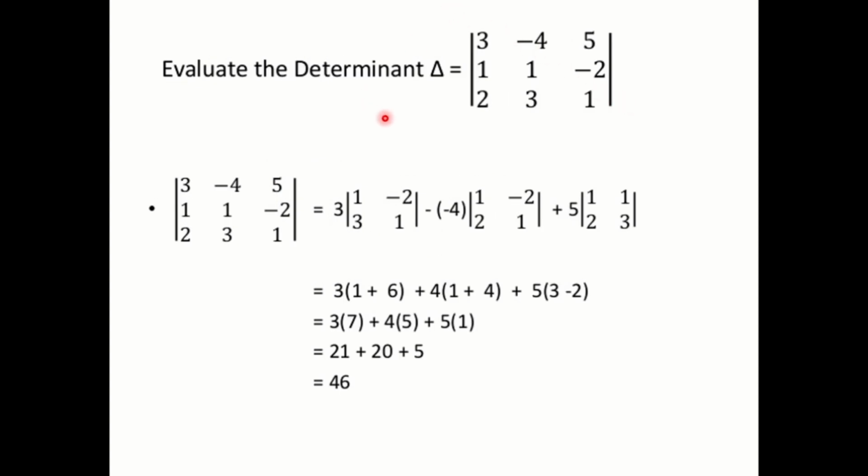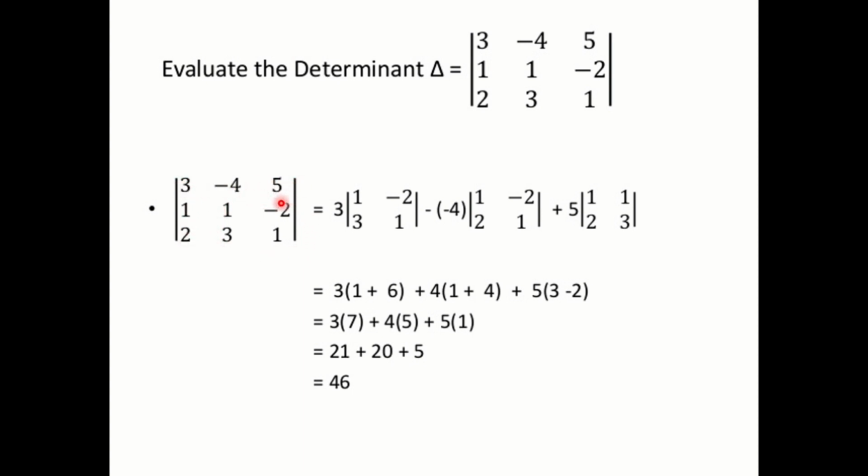Now evaluate the determinant. This is a determinant of order 3 by 3, meaning 3 rows and 3 columns. Here I have expanded the determinant along the first row: 3, minus 4, 5. Now the first element of the first row, 3, into the remaining elements. We are eliminating the first column and first row.